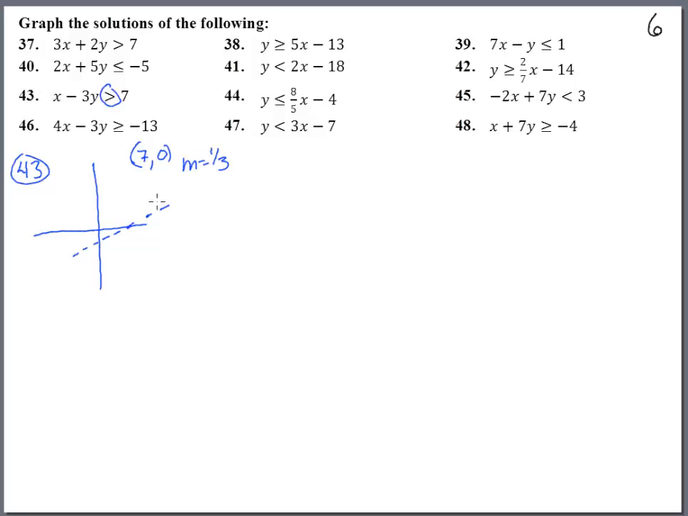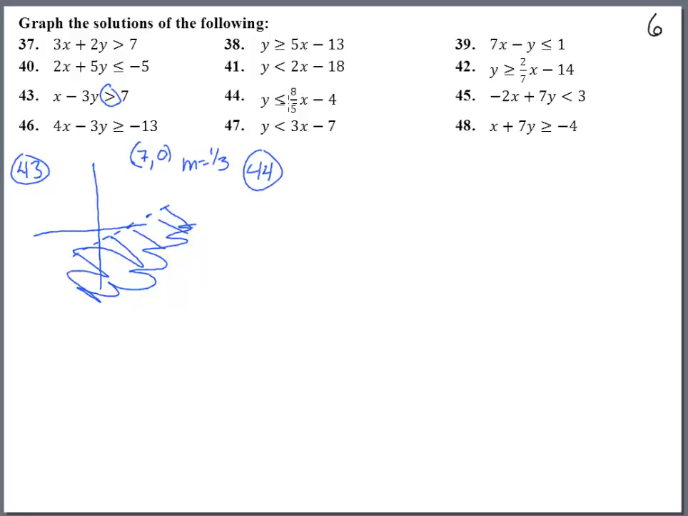x is greater than, so we better be out here. Just double check, 0, 0 should not work. 0 minus 0, is that bigger than 7? No way, so we should not have colored that. Good, got it right.